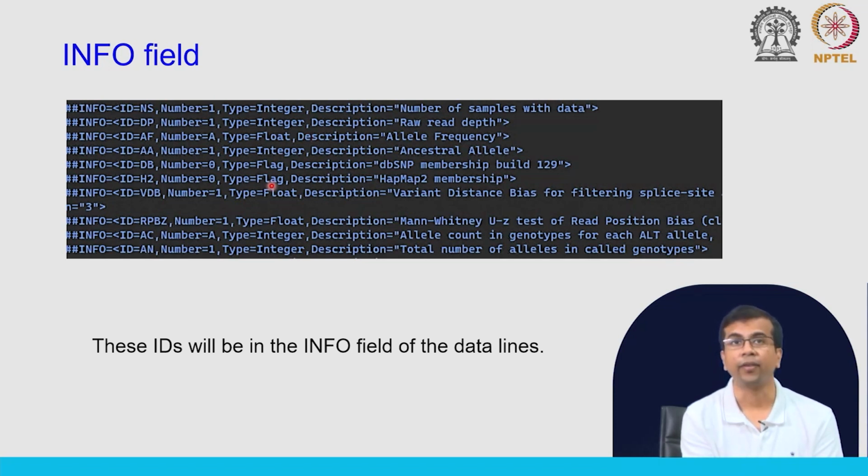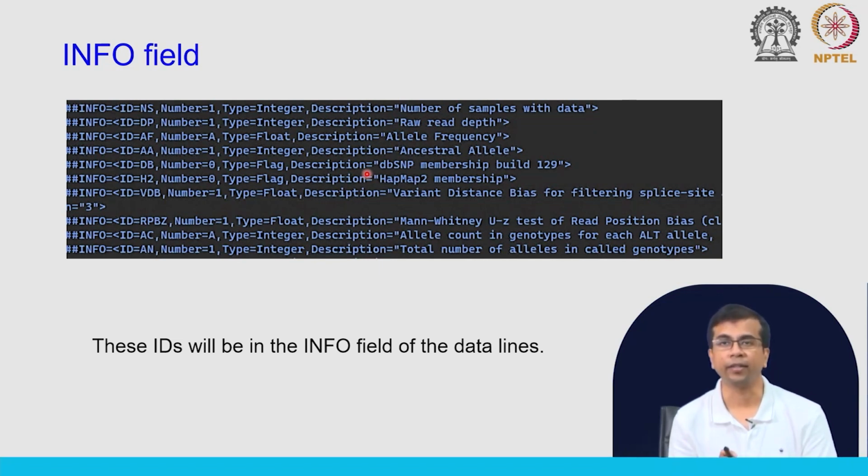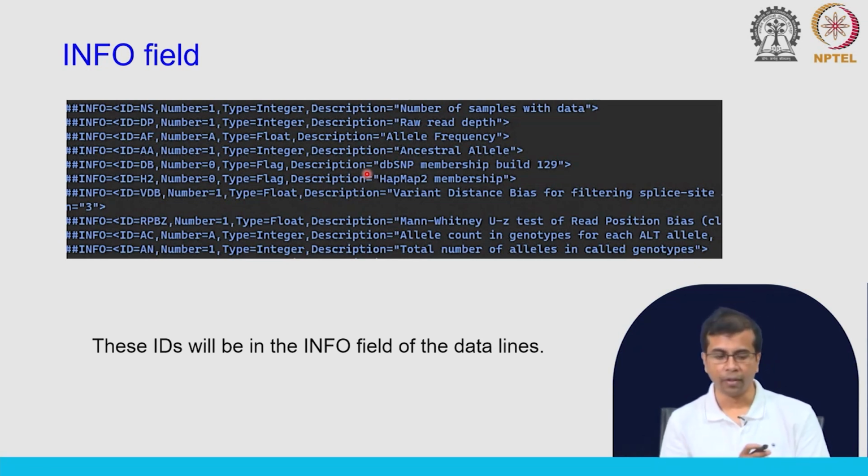You also see this Type Flag, and then Number is 0, because you do not expect a number, but only a flag that will be used. Here the description is membership of a certain database, whether this variant is present in this database or not. If this flag is present, the variant is present in the database. If this flag is not present, the variant is not there. This is how the flag will be used. Similarly, a lot of these IDs can be there, and you now understand how they will be specified. And these IDs will be there in the INFO field of the data lines.